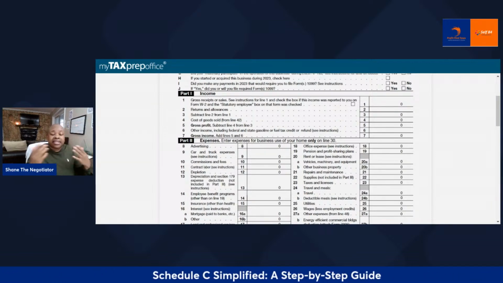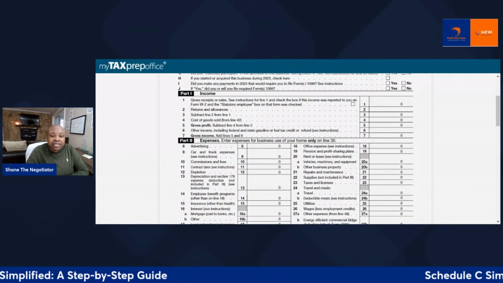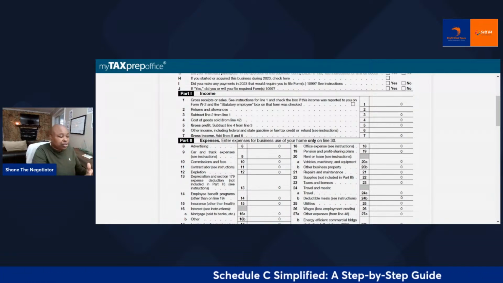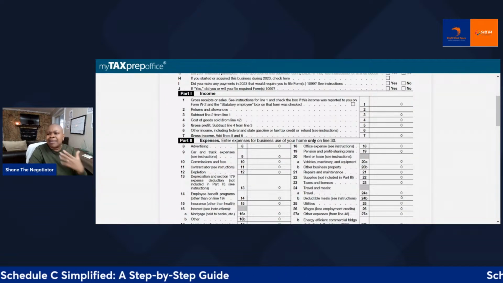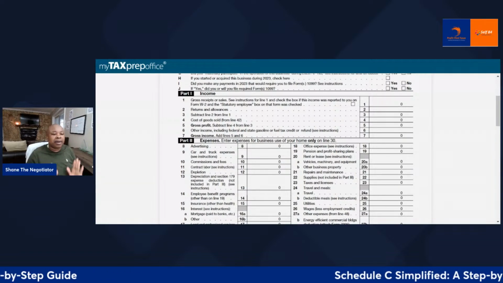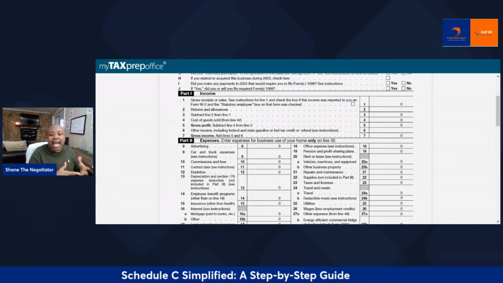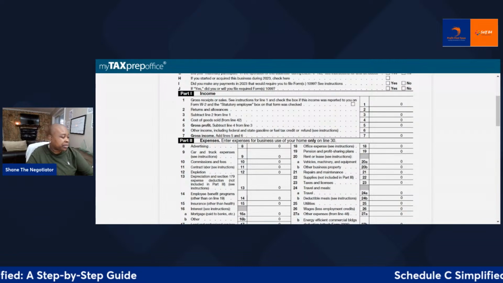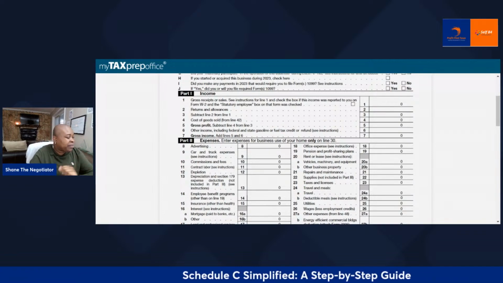An example of that: let's say you made $50,000 and you refunded $100 in total to customers, then your new total would be 49,900. It would be underneath number 3. So number 3, where it says subtract line 2 from line 1, that's what we just explained. That would be the total there.